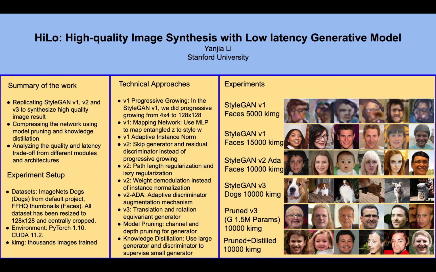So in the experiment, I wrote K images. This means per 1,000 images shown to the discriminator. So the larger this number is, the longer the training session is.